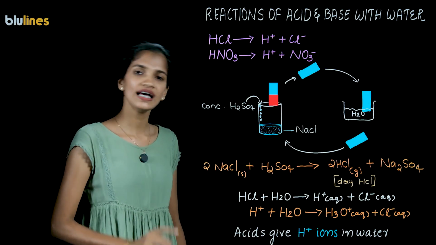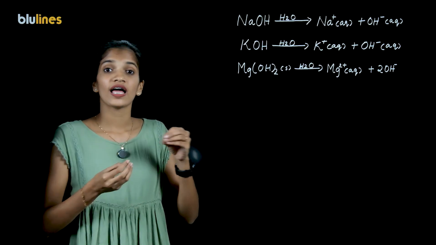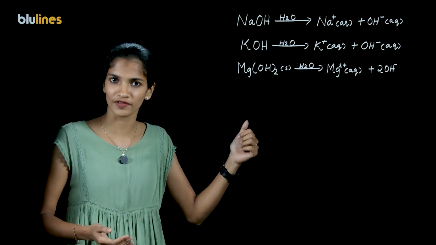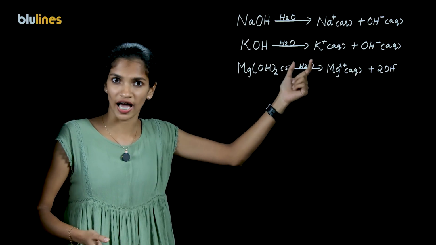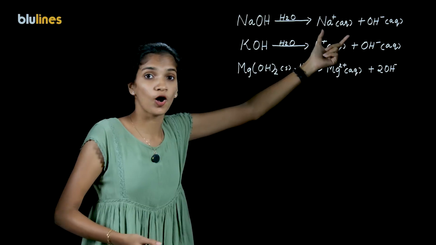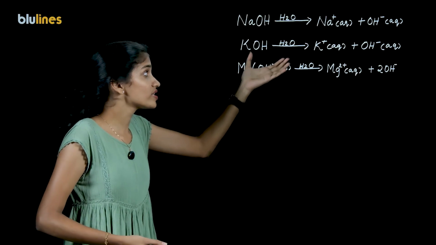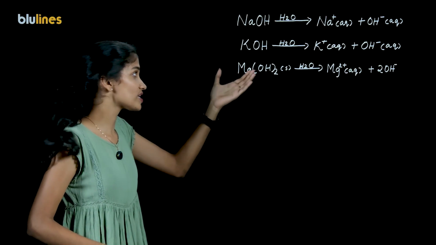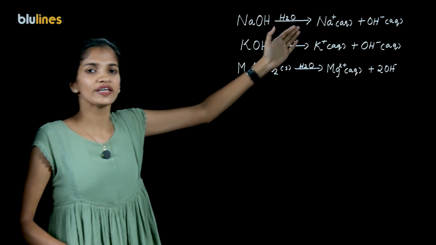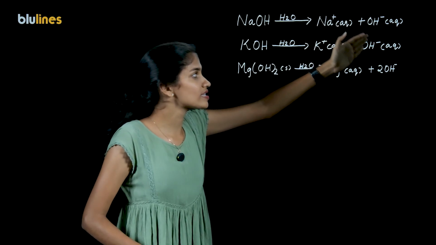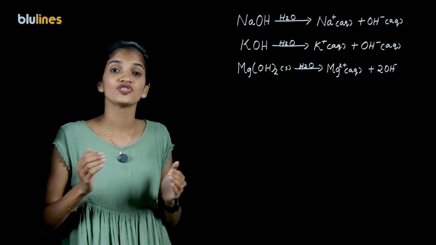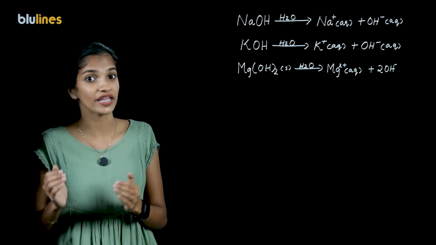Similarly, when any base is dissolved in water, just like in the case of acid, it gives us the corresponding ions. Here, NaOH when dissolved in water gives Na+ along with OH- ions. KOH gives K+ and OH- ions, and Mg(OH)2 gives Mg2+ and 2 OH- ions. Here, as you can see, OH- ion is common in all these three reactions. That is, bases generate OH- ions in water.